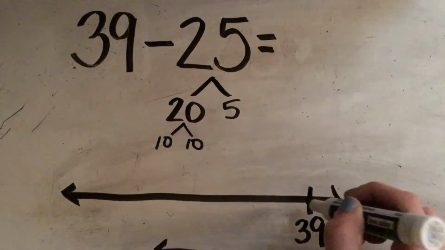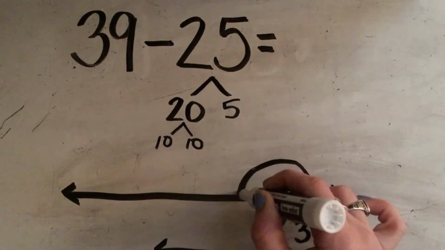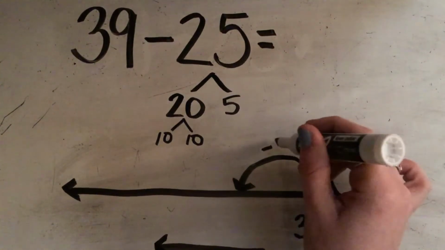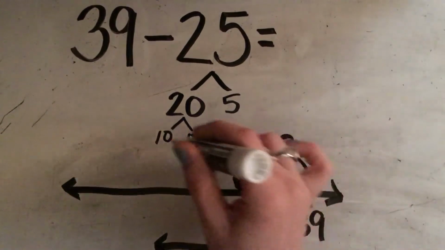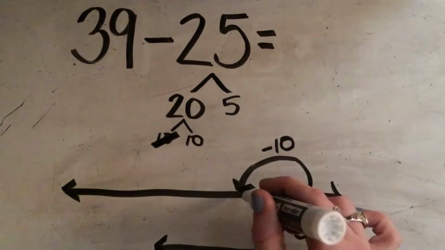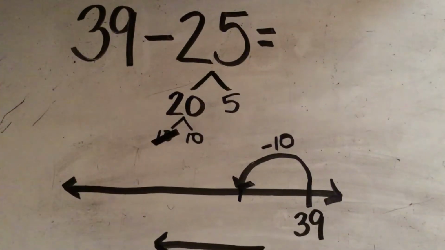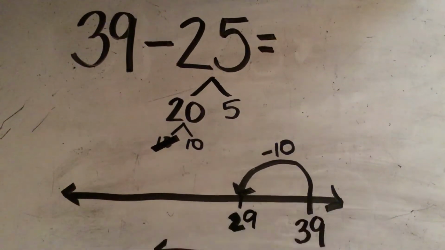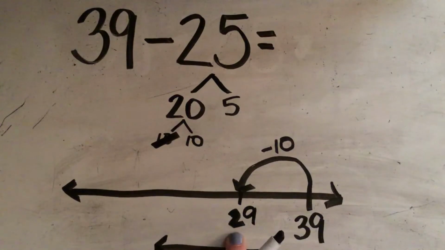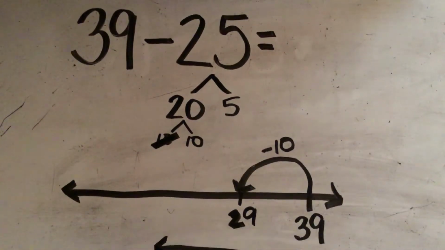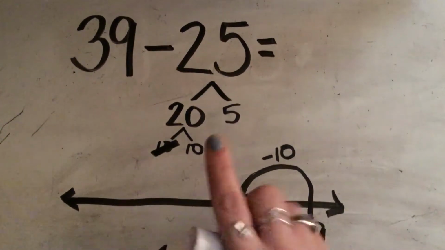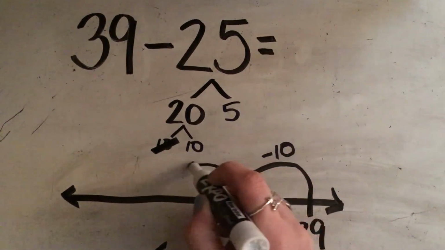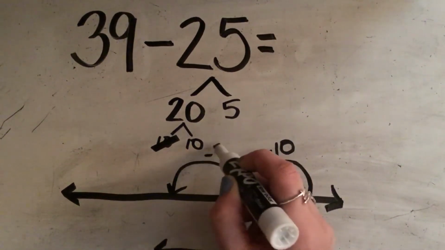So I'm going to start at 39 and I'm going to jump back. And what I want to do is label my jump minus 10 so that I know what I did. I subtracted 10. So 39 minus 10 equals 29. Because I took away a 10, so I went from 30 to 20, and my 1 stayed the same. So now I'm left with a 10 and a 5. And so my next jump is going to be minus 10 again.